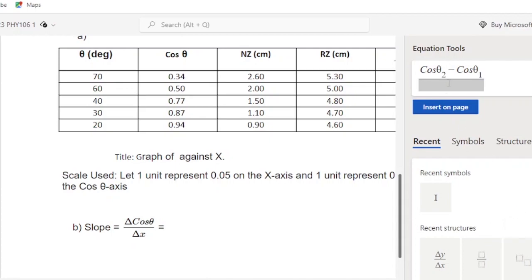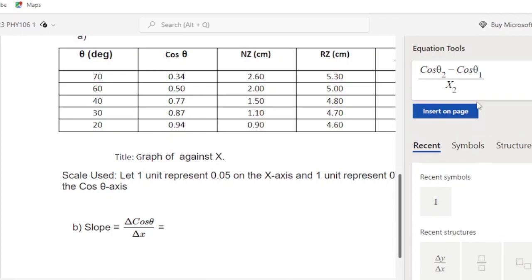All right, all over x subscript 2 minus x subscript 1. So I have this. So this is what I have. So I now have this one here.